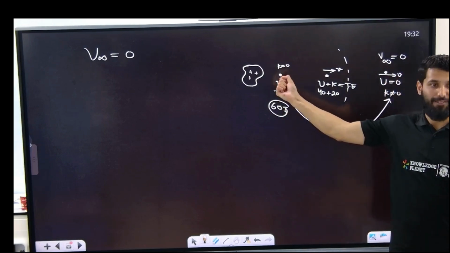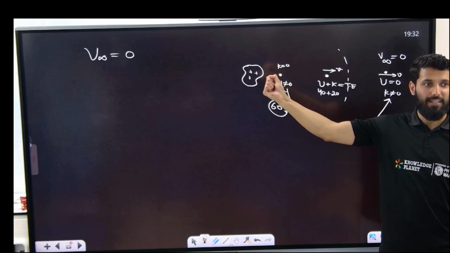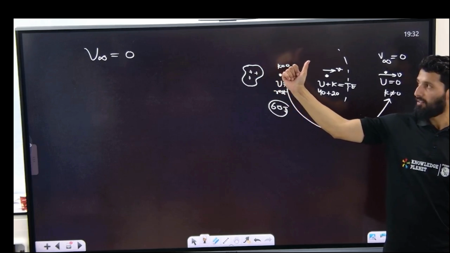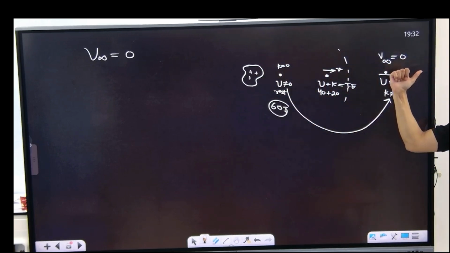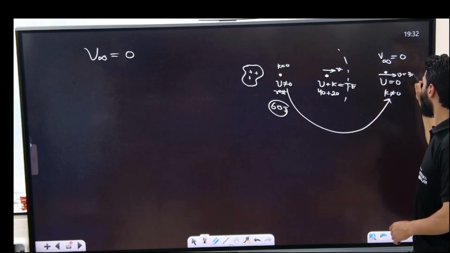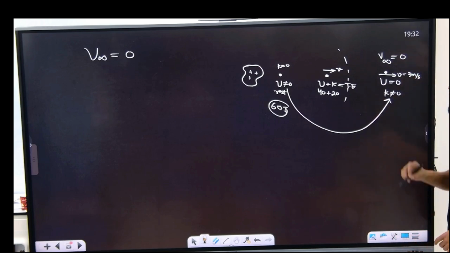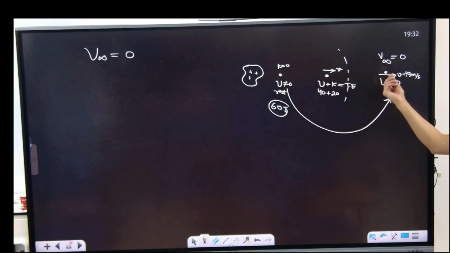Once I leave it, see the mechanics behind this. Listen. Once I leave it, velocity starts increasing until the whole potential energy gets converted into kinetic energy. For example, here the velocity of this particle is 3 meters per second. Tell me, after this, will it be 3 meters per second or some 43 meters per second? What is the velocity here? 0. It increases continuously up to here.